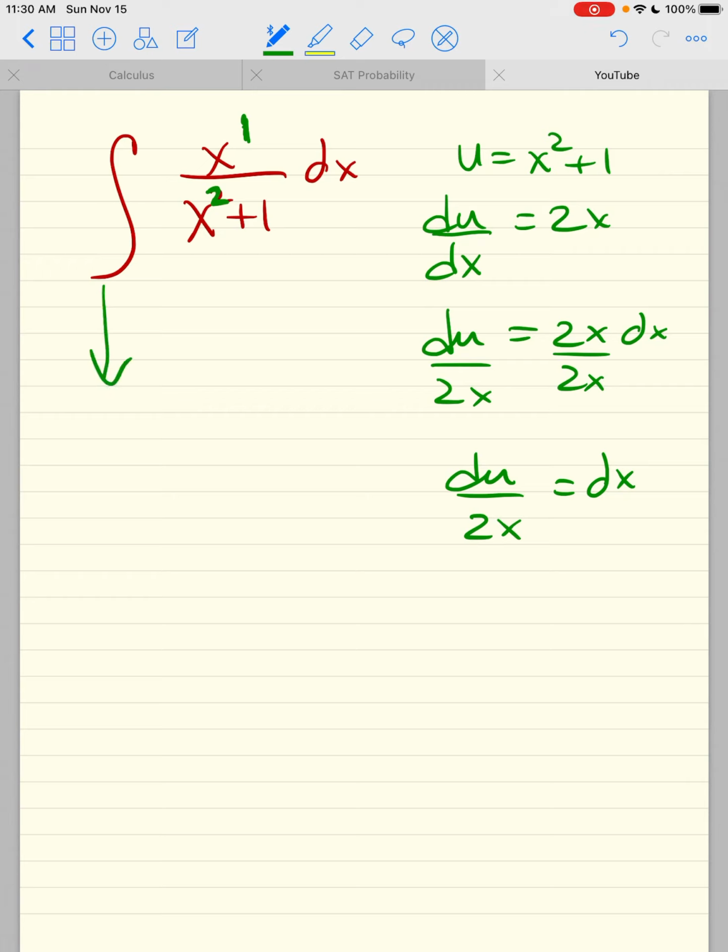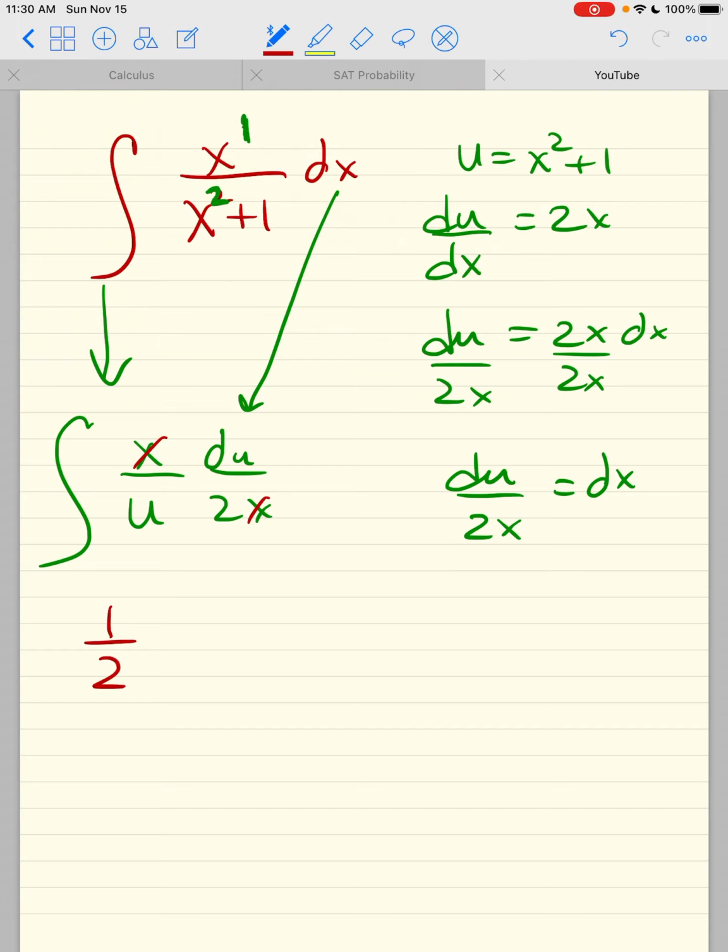You go back in order. That's the integral sign. We never touched the x. We made the denominator, all of it u, and now we have to change the variable dx into du over 2x. What we notice here is that the x and the x cancel out and you're left with 1/2. So you have 1/2 1 over u du.